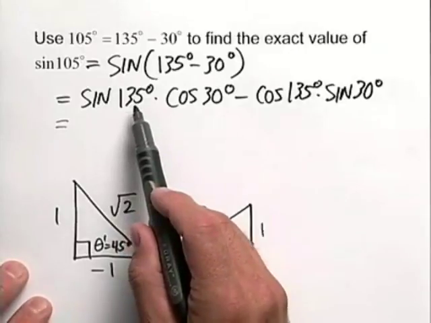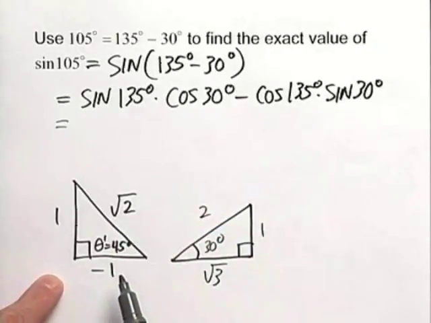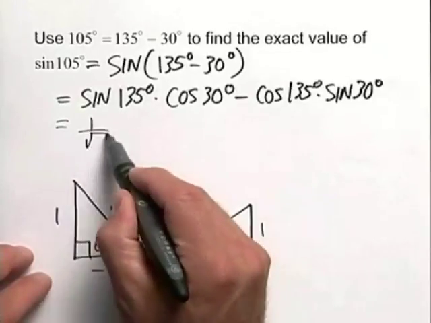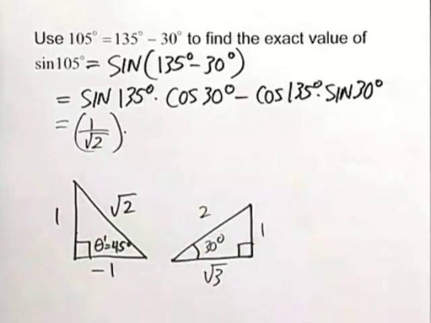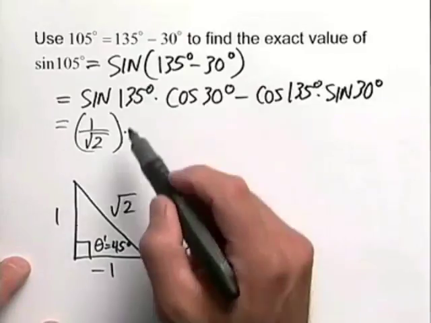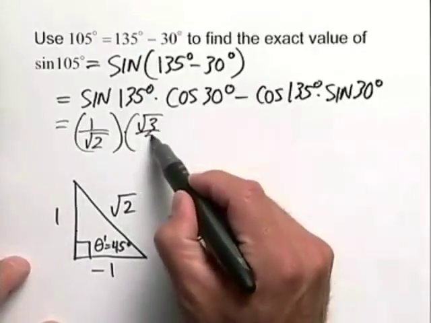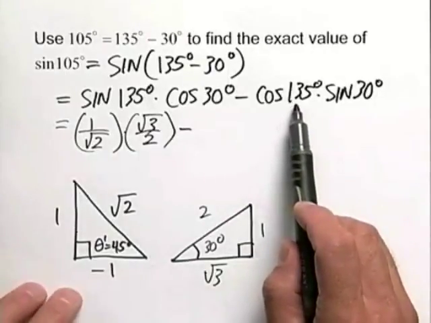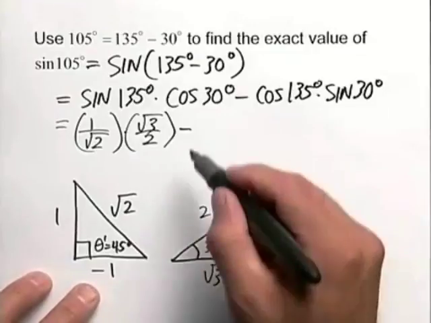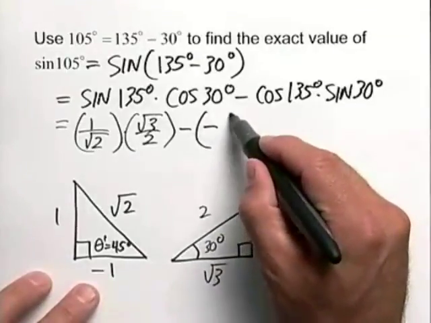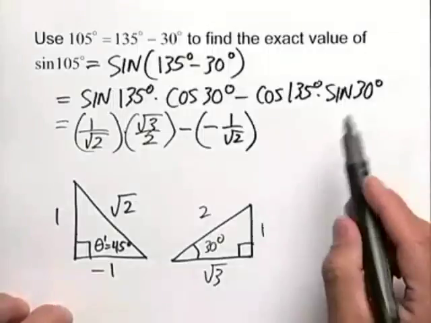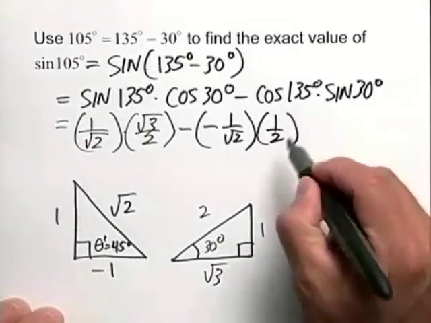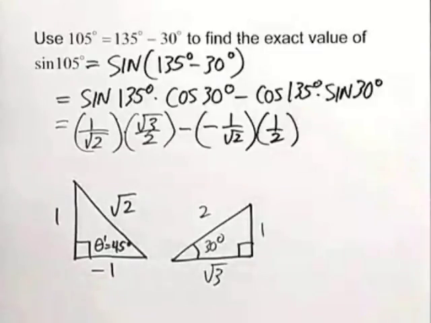So the sine of 135, we're going to go to the left triangle. That is equal to 1 over square root of 2. Then we'll take that times the cosine of 30, which is the adjacent over the hypotenuse, square root of 3 all over 2, minus, now carefully, the cosine of 135 degrees is equal to a negative. So make sure you get the minus and negative here, 1 over square root of 2. And then you can take that times the sine of 30, which for our problem is 1/2. And again, using our base triangles here.